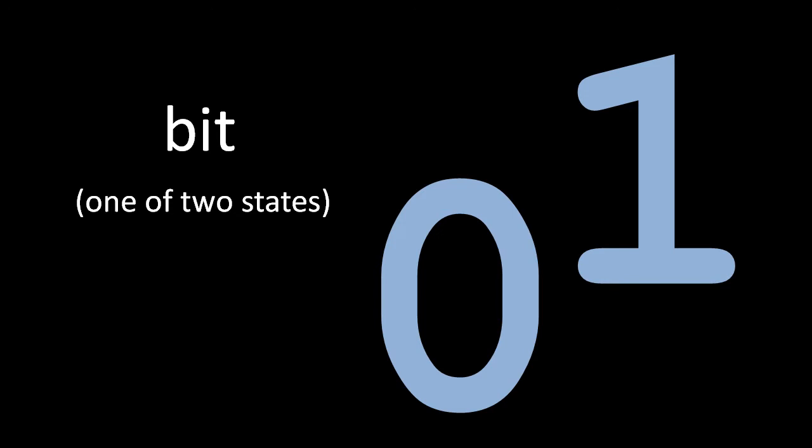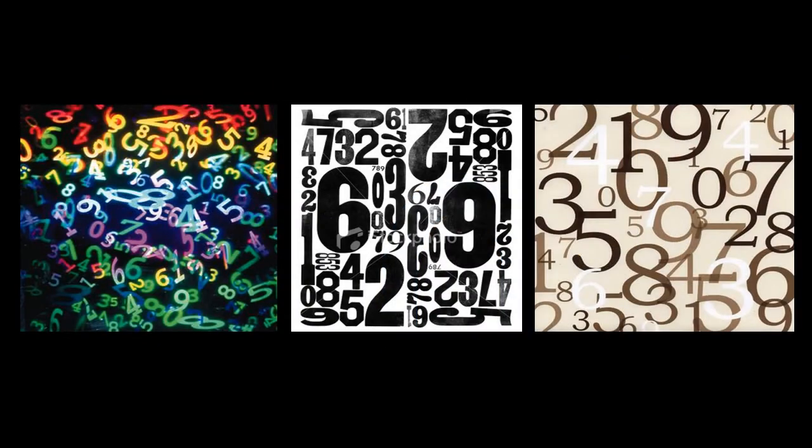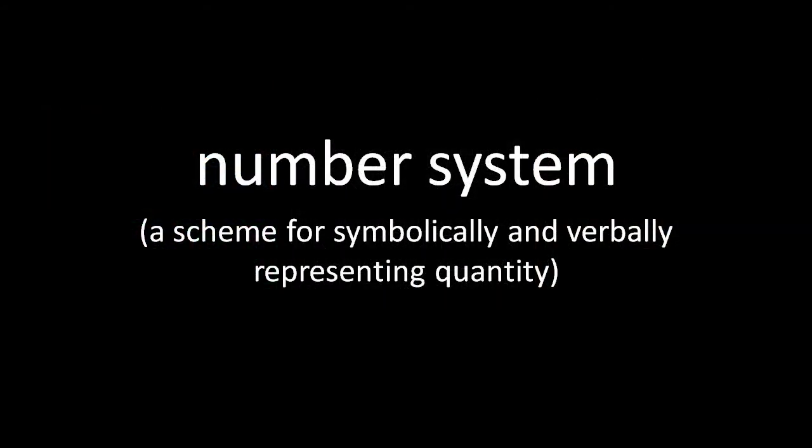So it works out that the key to representing any kind of data as bits is to first use bits to represent numbers. So how do we do this? First, understand the concept of a number system. A number system is a scheme for symbolically and verbally representing quantity. Now, of course, in a sense, you already understand number systems because you already use one. You use what is called decimal. However, understand that decimal is just the number system we've settled upon for historical and largely arbitrary reasons.